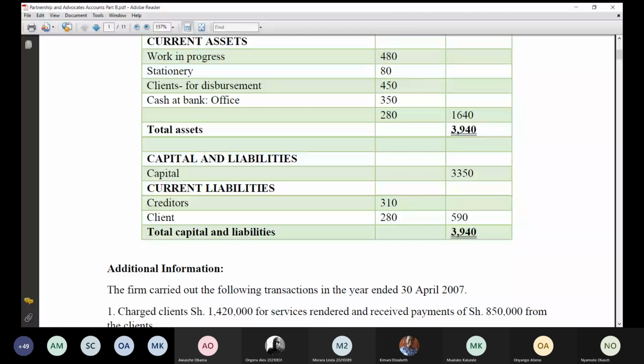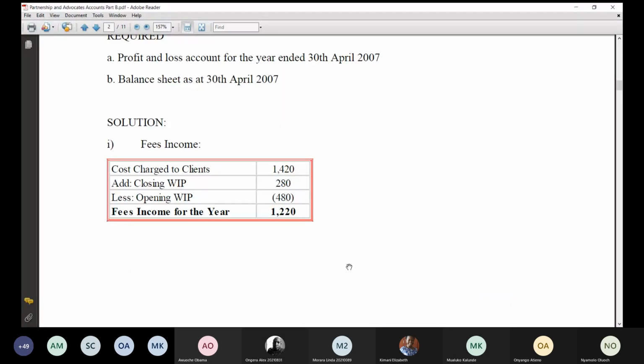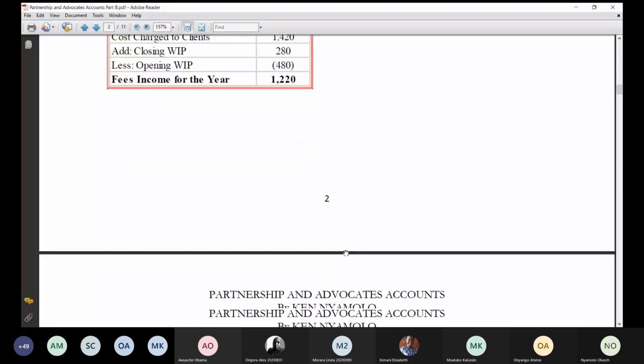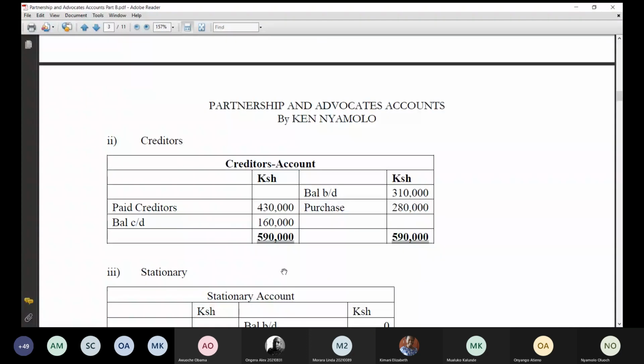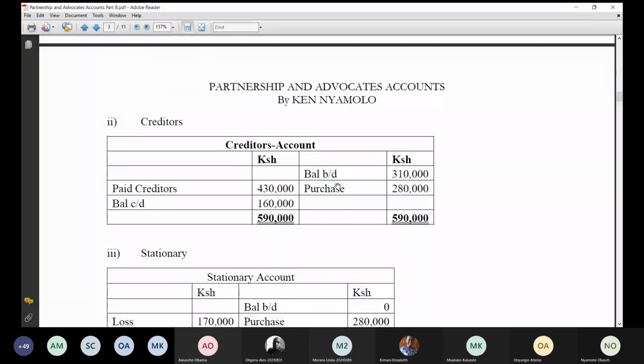So what is our income for the year? 1,220,000. So you will get marks for identifying the cost charged to clients, identifying the closing work in progress, and lessing the opening work in progress to compute your fees for the year. The creditors account.